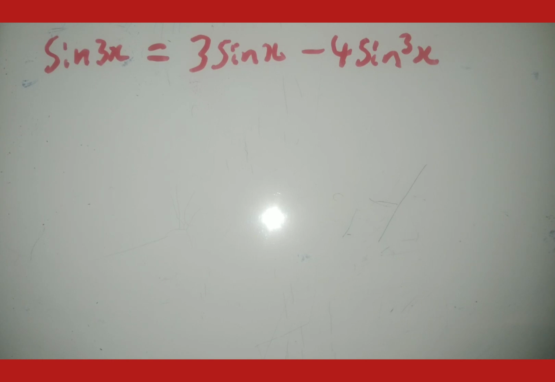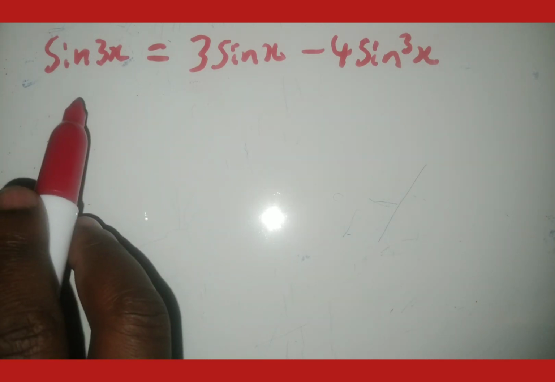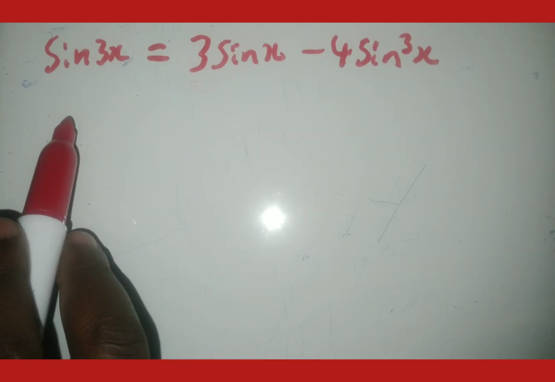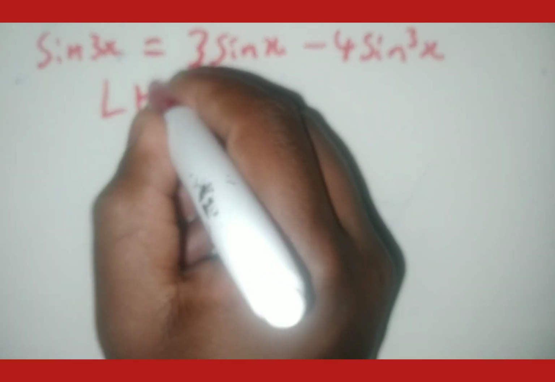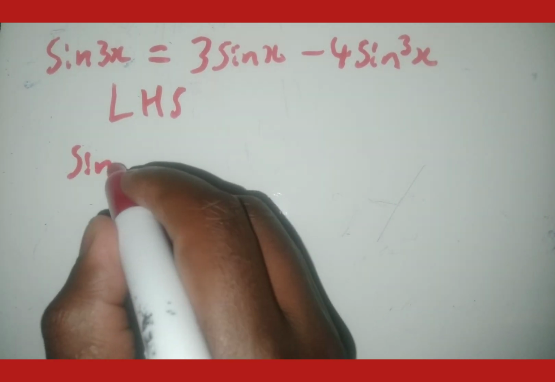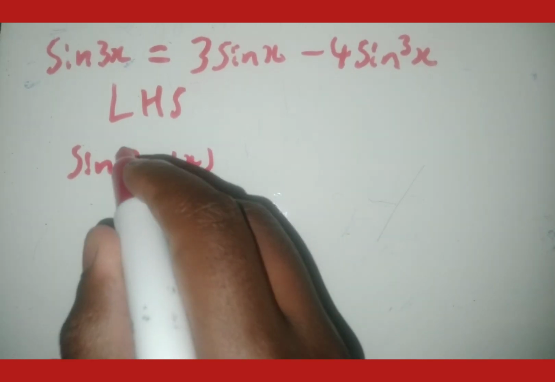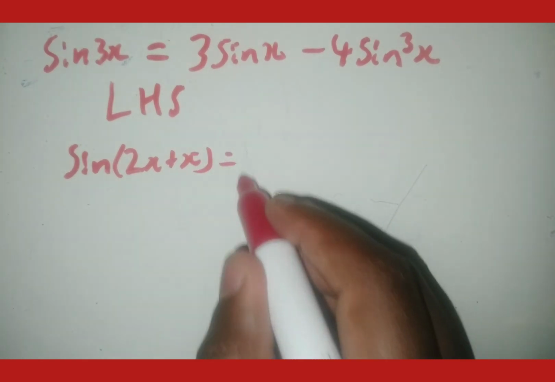Usually in trigonometry, when it comes to proving identities, it's best to take the more complicated side and make it the same as the simple side. But in this case, because the simple side has got sine 3x, it's best to take it and try and extend it. So we're going to take the left hand side because it has got 3x. Sine 3x: every time we've got 3x, let's make it 2x plus x. Then we're going to expand it using compound angles.